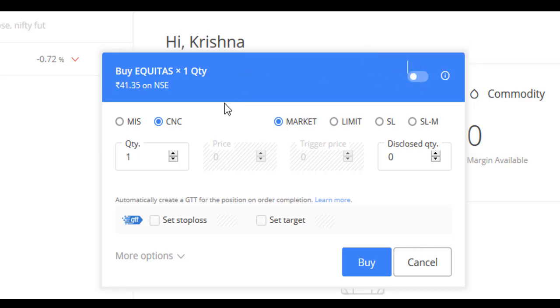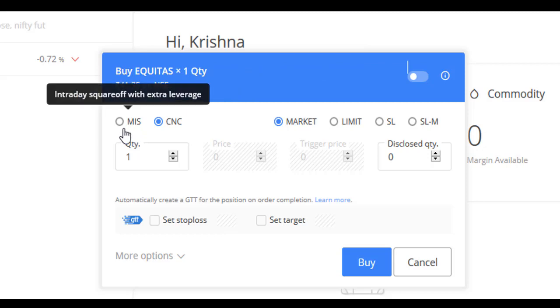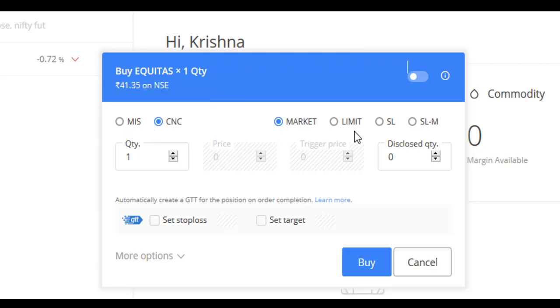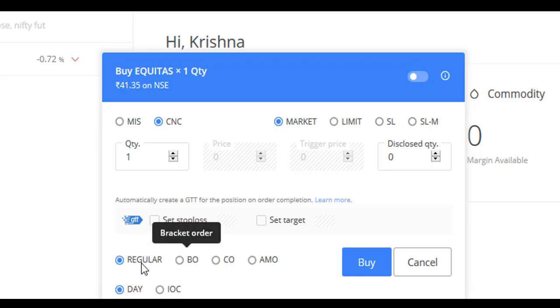And mainly you can see many options here. You can see MIS, CNC, market, limit, stop loss, SLM, or you can see the number of boxes, quantity, price, trigger price, disclose quantity, and also you can see more options. When you click it, you can see regular, bracket order, cover order, or after market order, day order, or immediate or cancel. So there are many options, especially for beginners it will be very confusing.